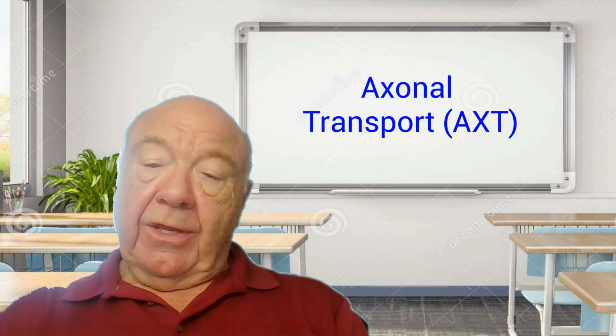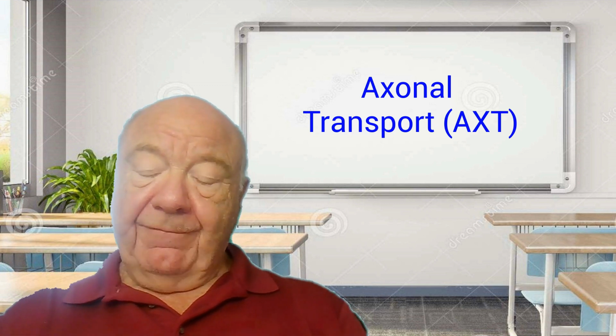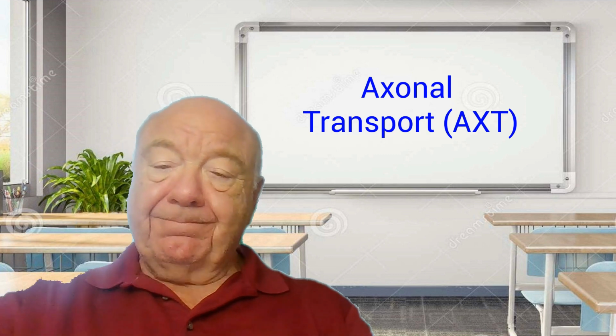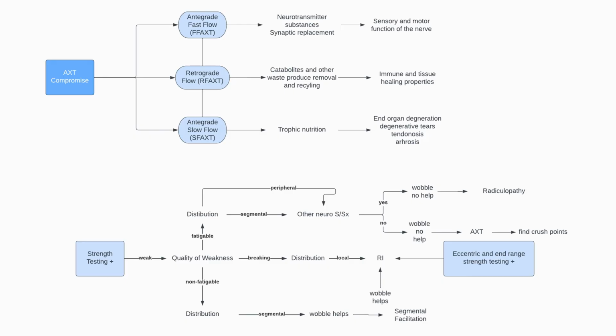Okay, in a nutshell, that's it. I'm going to put a mind map up, and we can discuss this in more detail on that mind map. This mind map shows basically the significant functions of AXT to us as manual therapists, while the lower part of the mind map talks about identifying it and separating it out from the other causes of weakness. So if we look at the top part first, there's two flows, antegrade and retrograde, and they come in fast and slow modes.